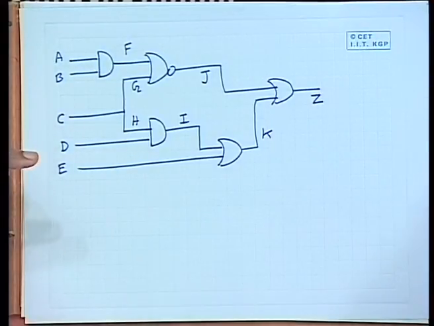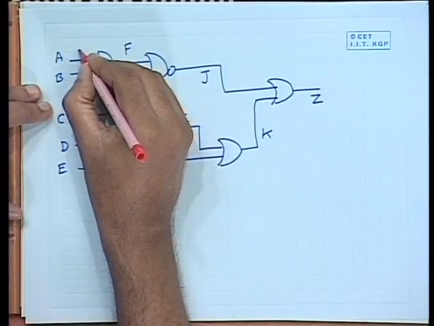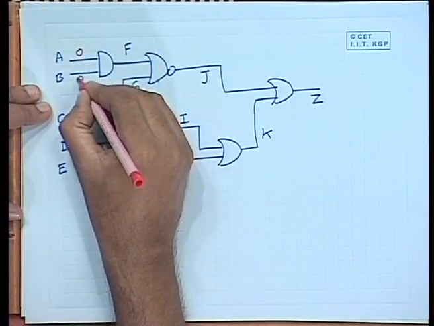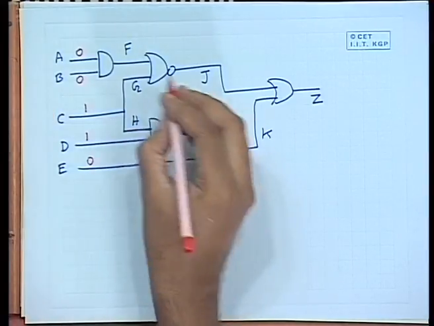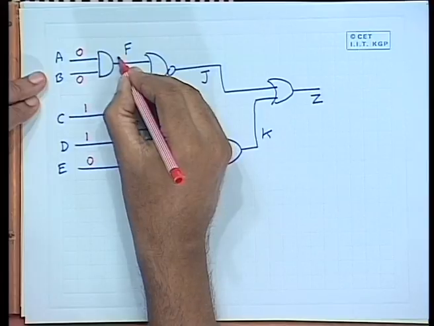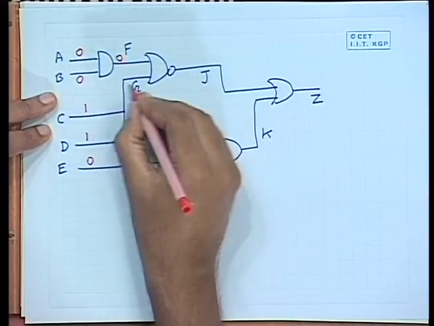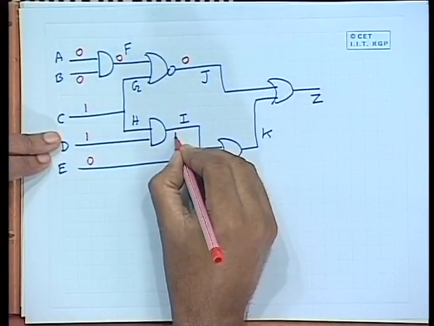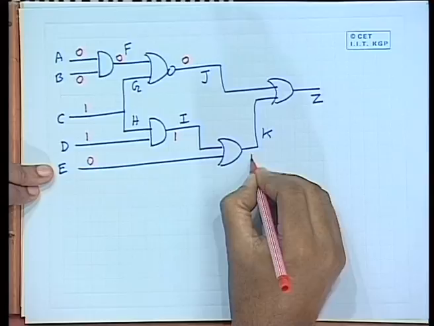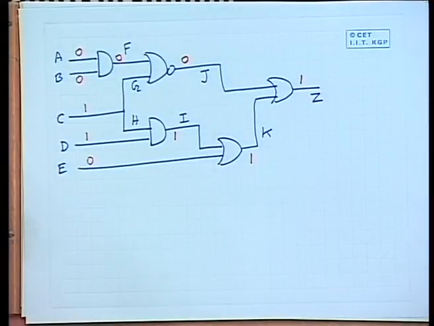Okay. And let us say that we have applied the input vectors 0, 0, 1, 1 and 0. So, the true value simulation says AND gate output is 0, OR gate one of the input is 1. So, this will also be 0, 1, 1, this will be 1, OR gate will be 1, this will be 1.